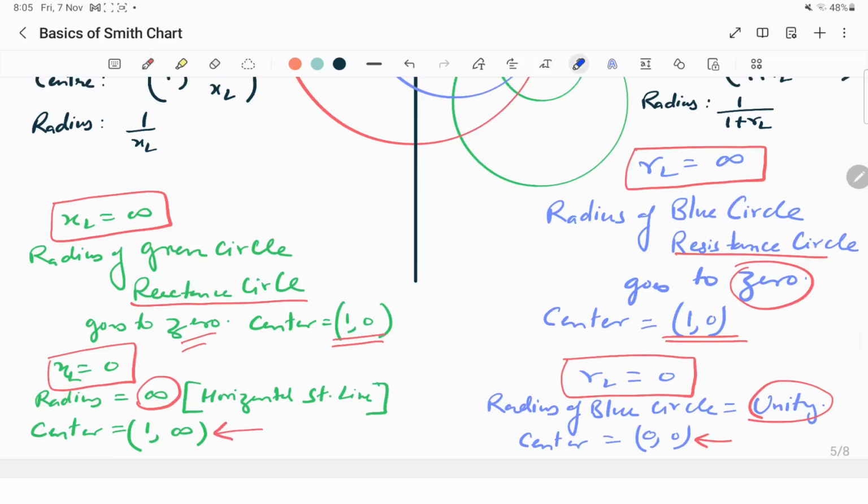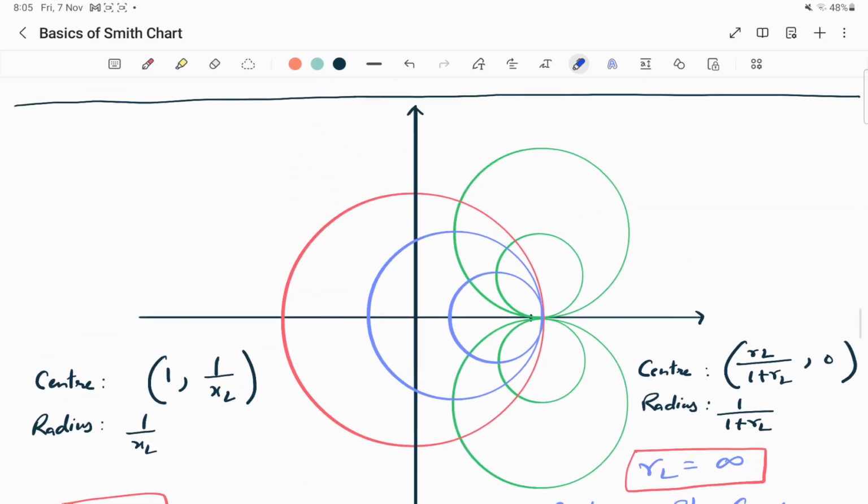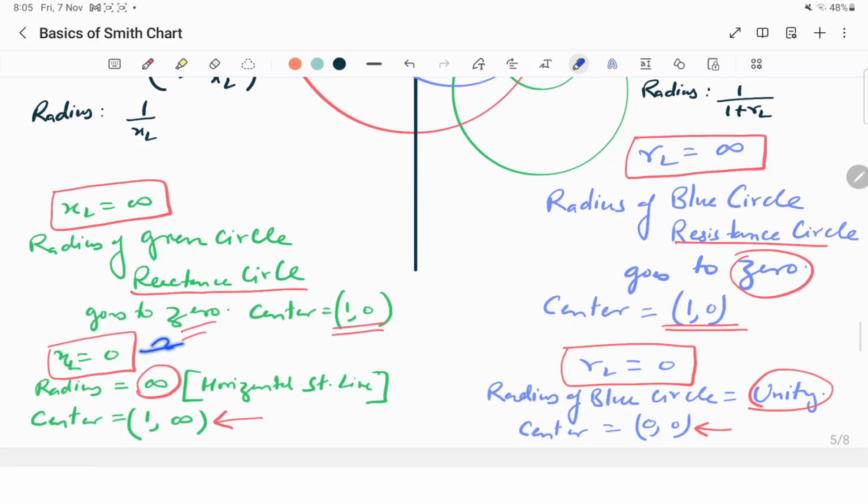Okay, that means the center of the reactance circle in that case will be, in the x-axis it moves up to this point, and in the y-axis it goes to infinity. The center of the circle, and the radius of the circle is also infinity. So in a small 2D sheet we can only see a horizontal line. So this horizontal line represents xl is equals to 0, because the radius is infinity and you can just see the horizontal straight line. The center goes to 1 comma infinity.